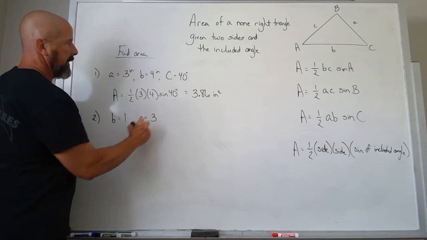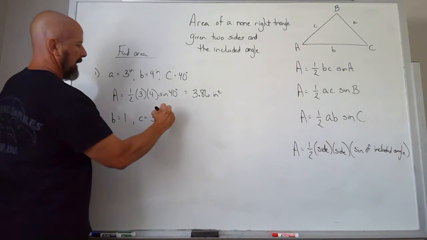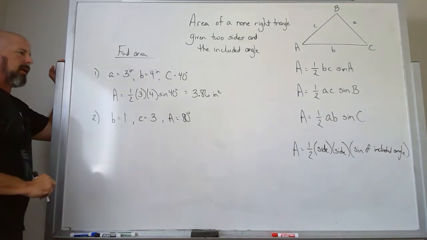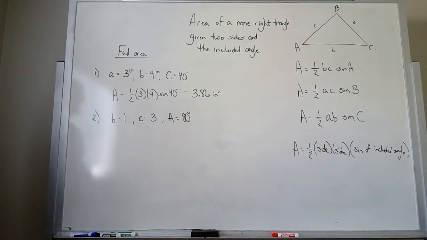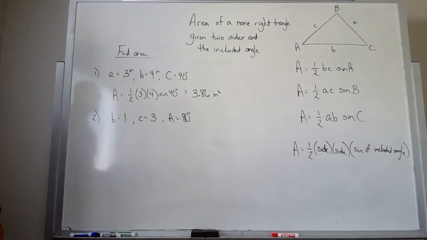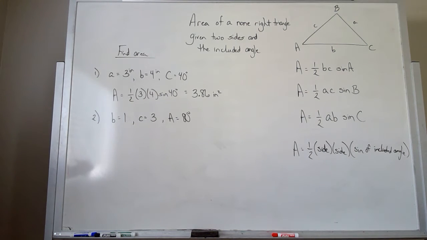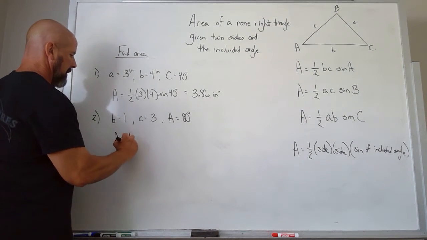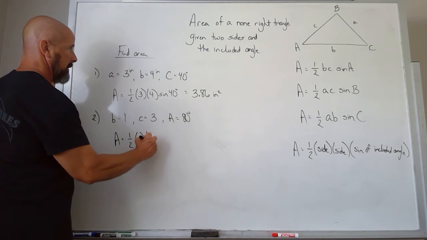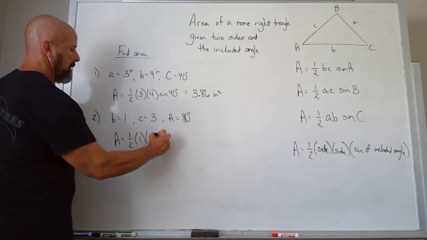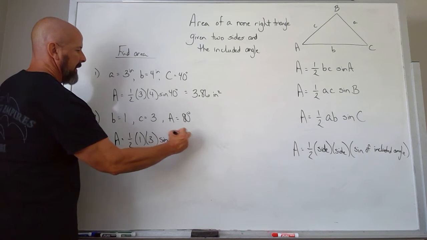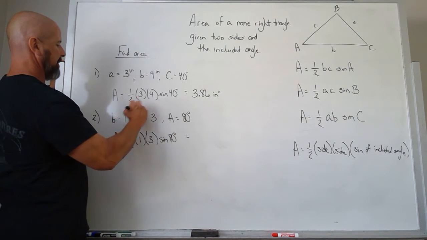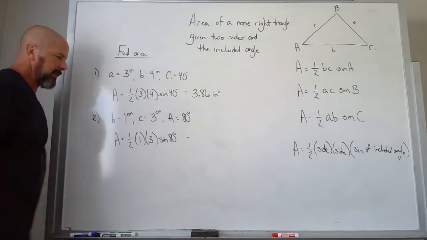C is 3. And we'll say A is 80 degrees. So my first check is: is A included? Is it between B and C? And it is. So area would be 1/2 times 1 times 3 times the sine of 80 degrees. I didn't put units again, but let's say they're centimeters this time.